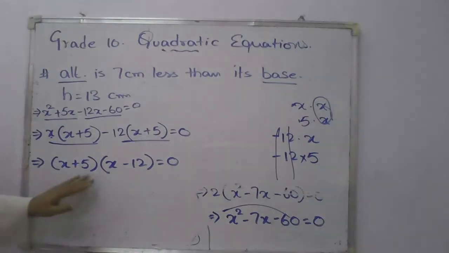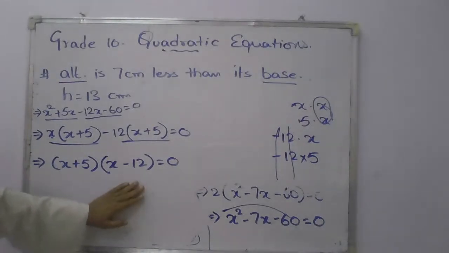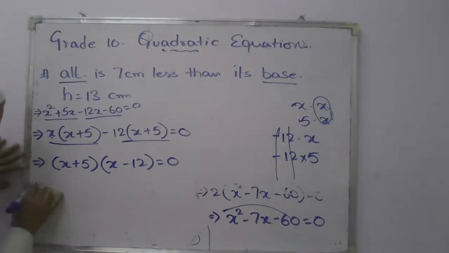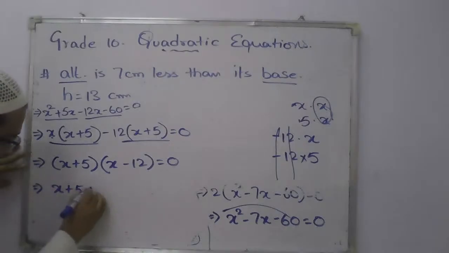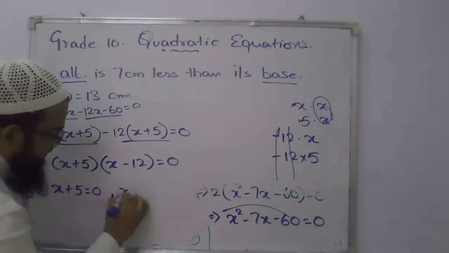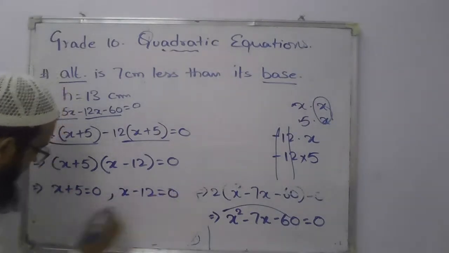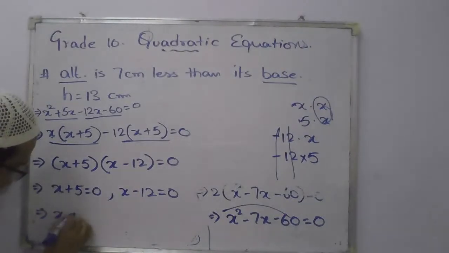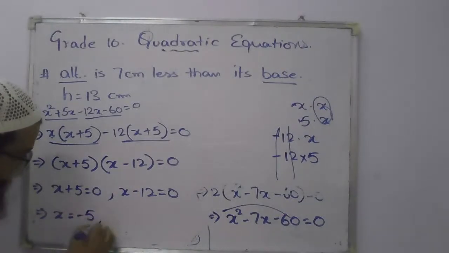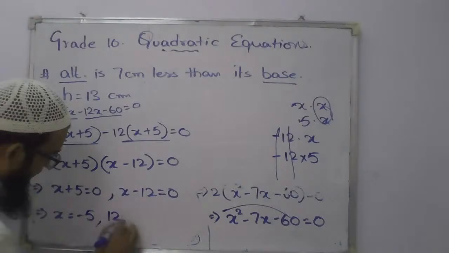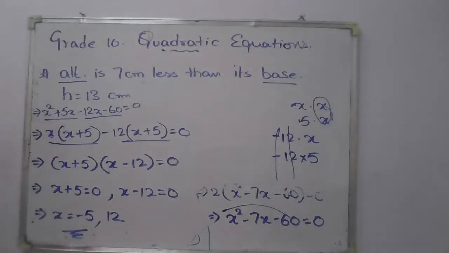So when you have two factors equated to 0, that implies x plus 5 is equal to 0 or x minus 12 is equal to 0. So that implies x is equal to minus 5 and 12. So you got two values of x.